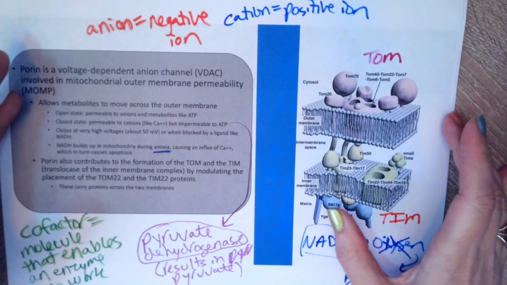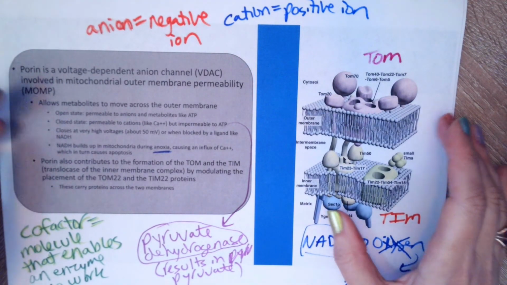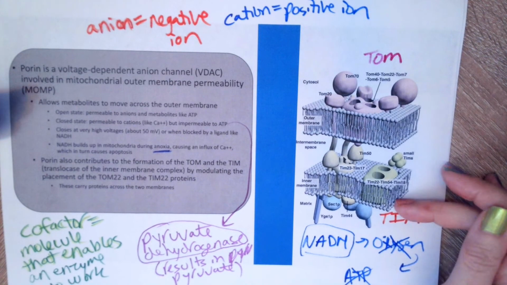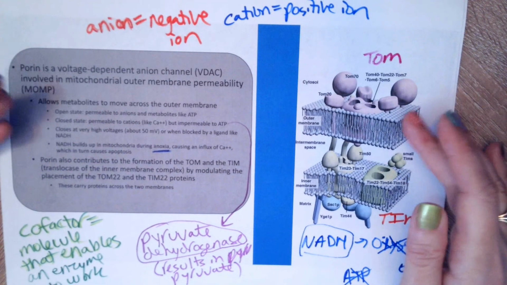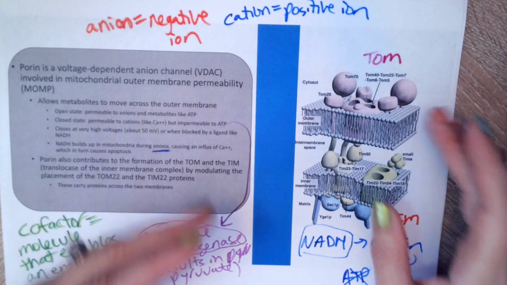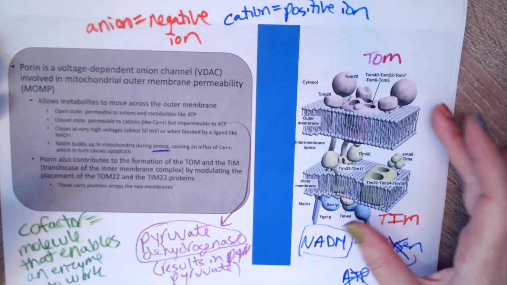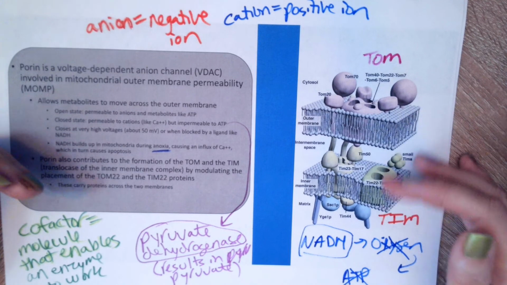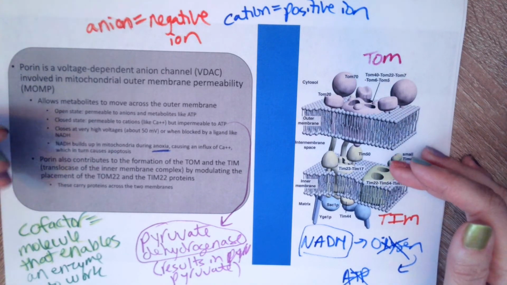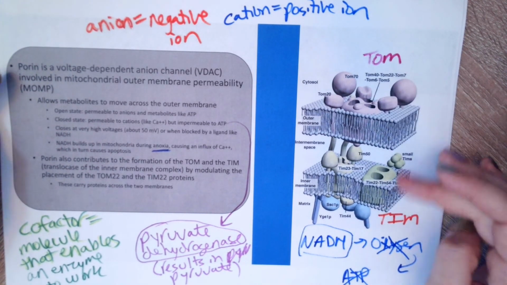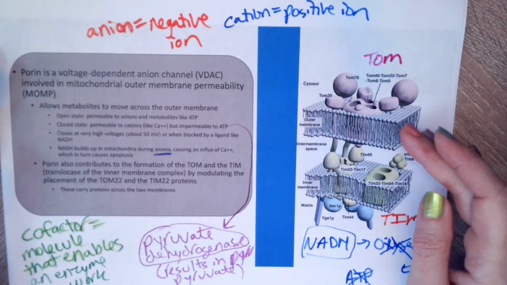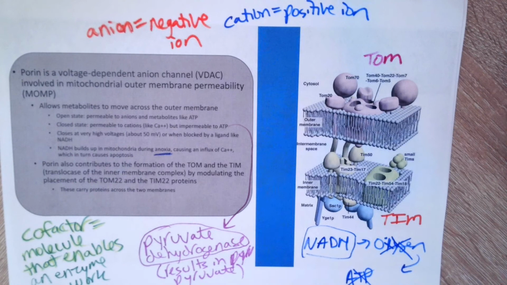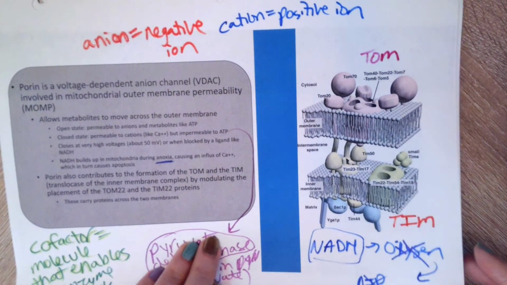Just know that they are made of a bunch of different proteins, that the porins and the TOM and the TIM are dependent upon each other, that the porin helps to create the TOM and the TOM helps to create the porin. They're all super integrated, and they move different metabolites. So TOM and TIM will move one kind of metabolite, and the porin will move a different kind of metabolite. So they're all very important for moving things across the mitochondrial membranes.